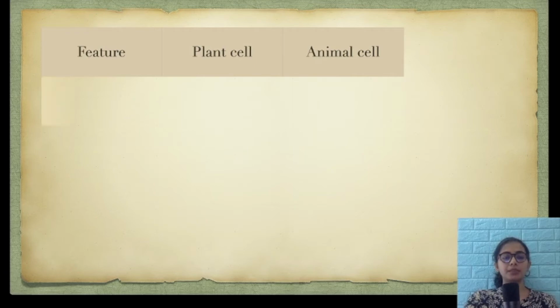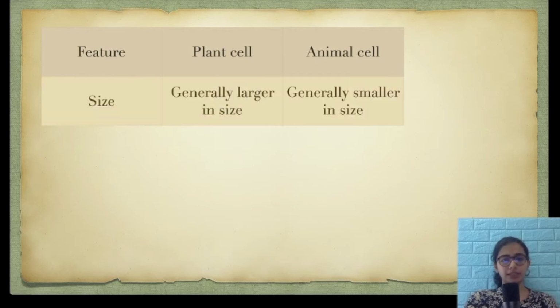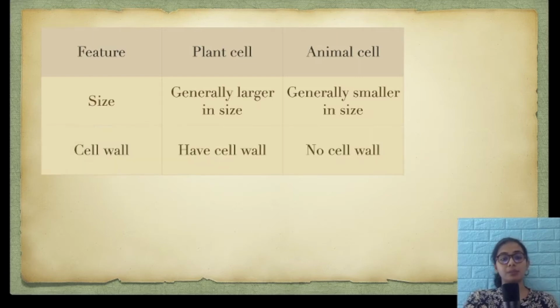With respect to size, plant cells are generally large and animal cells are generally smaller. Now we know that the cell wall is present only in plant, bacterial and fungal cells. We already learned that in detail. If you want, you can check out this video about the cell wall. In animals, there are no cell walls.